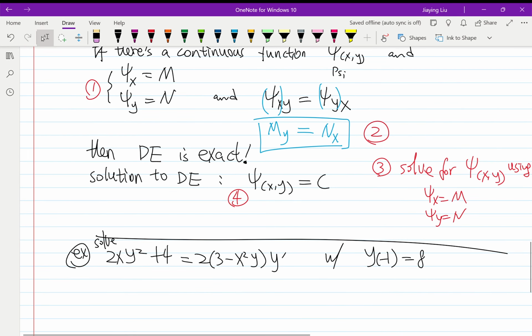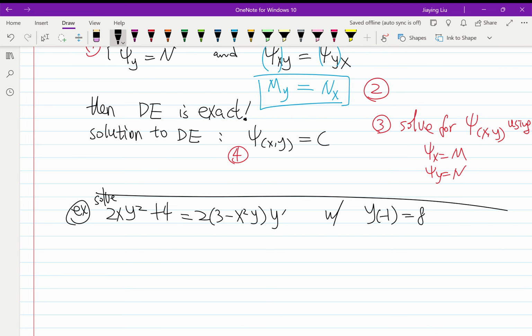So the first step is to move the right-hand side to the left. So that's 2xy squared plus 4, minus 2 times (3 minus x squared y) y prime equals 0. So at least we got 0 on the right-hand side. But like I said, the part multiplied by the derivative looks like it's the N. The one that doesn't have the derivative looks like that's the M, but it's not addition. We have to make sure there's a positive between them.